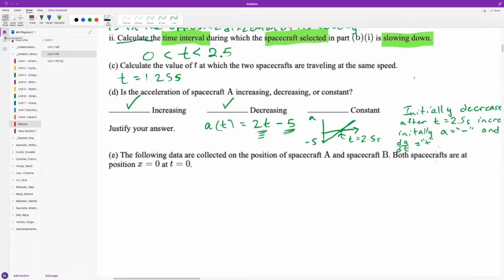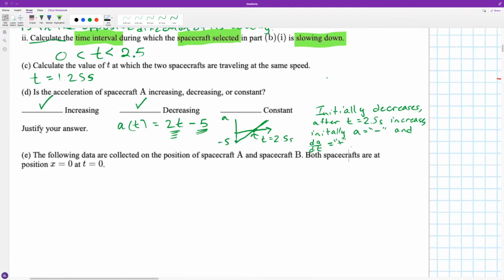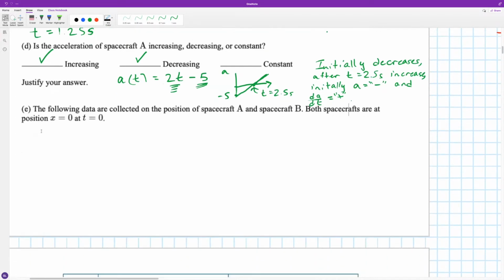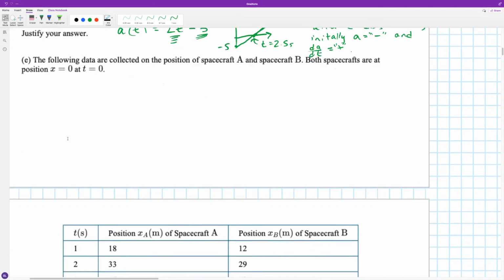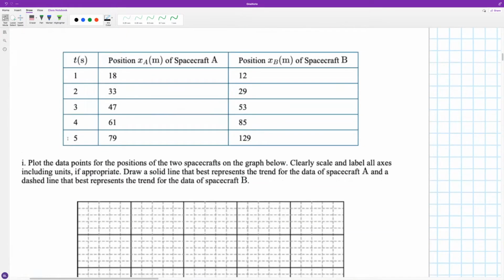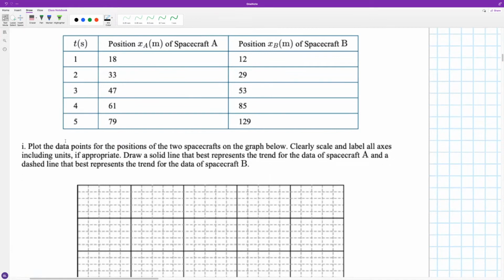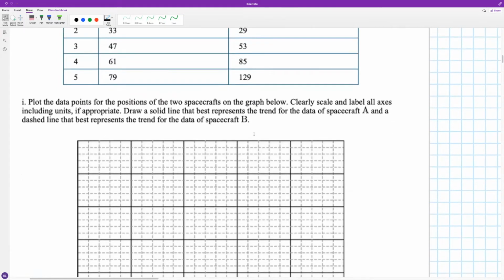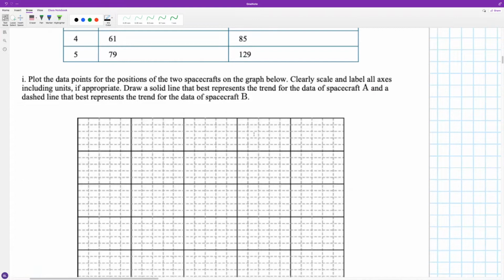Let's go ahead and look at part E. The following data are collected on the position of spacecraft A and spacecraft B. Both spacecrafts are at position x equals 0 at t equals 0. Some nice data. Plot the data points for the positions of the two spacecrafts on the graph below. Clearly scale and label all axes, including units, if appropriate. Then we're going to draw.